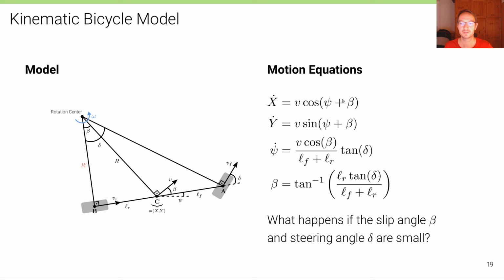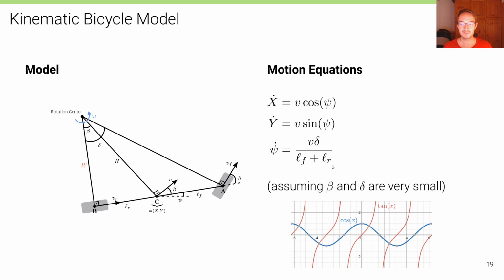Well, first of all, the beta here, because it's small, can be neglected. And the cosine of beta is, in approximation, constant 1. The tangent of delta, if delta is small, is proportional to delta. If you consider the tangent function, you will see that it's roughly linear at its origin. So you can consider this to be a linear expression, equal to delta.